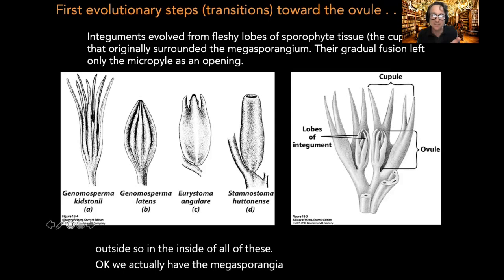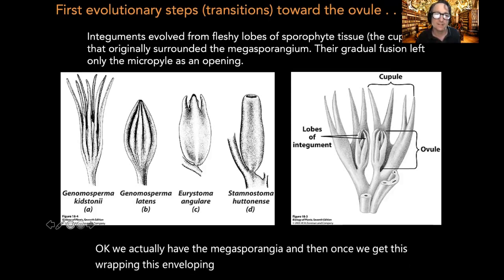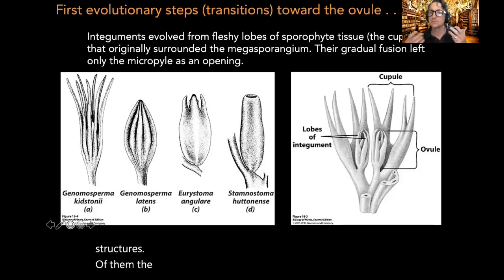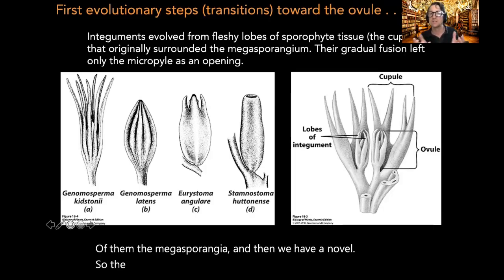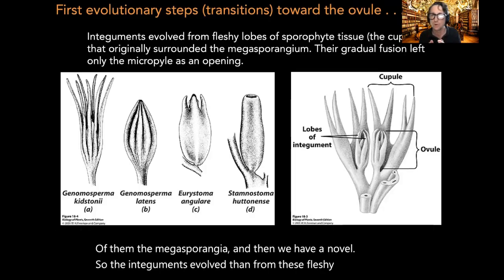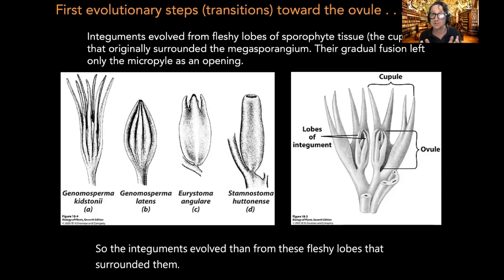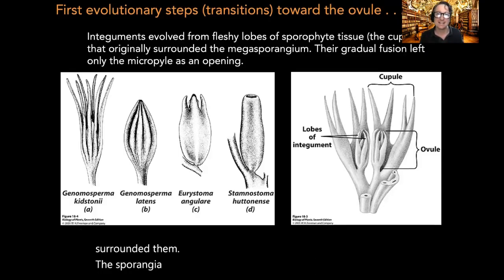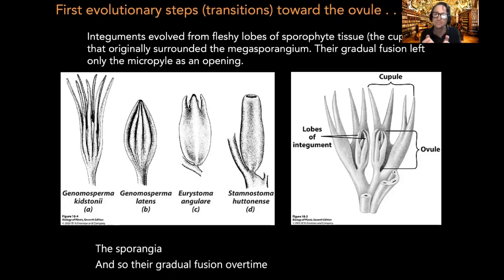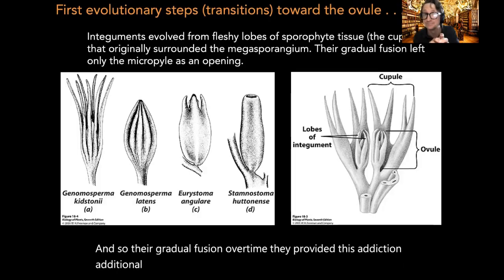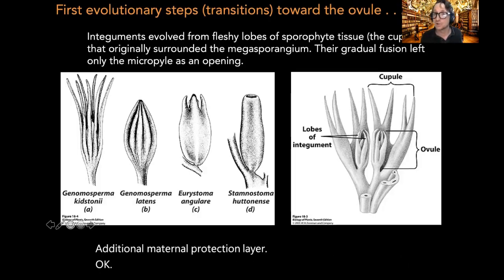And then once we get this wrapping, this enveloping of these outer structures around the megasporangium, then we have an ovule. So the integuments evolved from these fleshy lobes that surrounded the sporangium, okay? And so the gradual fusion over time provided this additional maternal protection layer, okay? And because of which, we now have a structure known as the ovule.